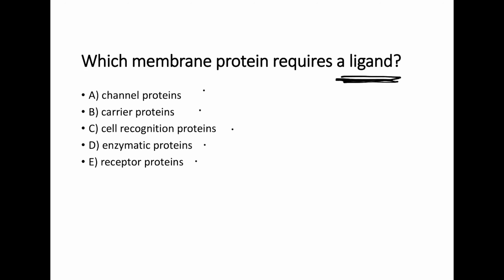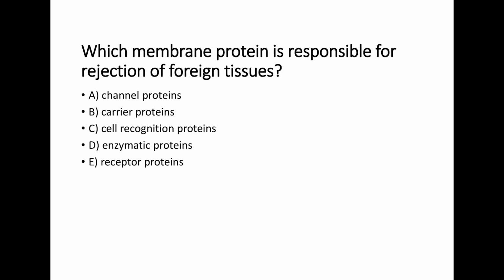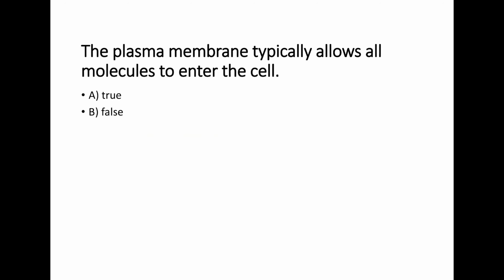Do you know the answer? If you picked receptor proteins, you are correct. Ligands require receptors. Remember, I gave you the example of insulin. Now, which membrane protein is responsible for rejection of foreign tissues? That means this protein should be responsible for your body being able to remember or know what is self and what is not self. So the only thing it could be is cell recognition proteins.